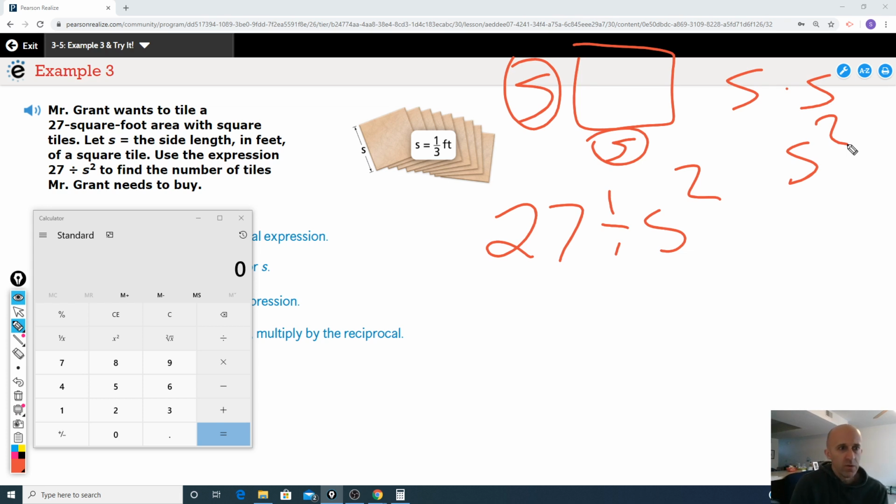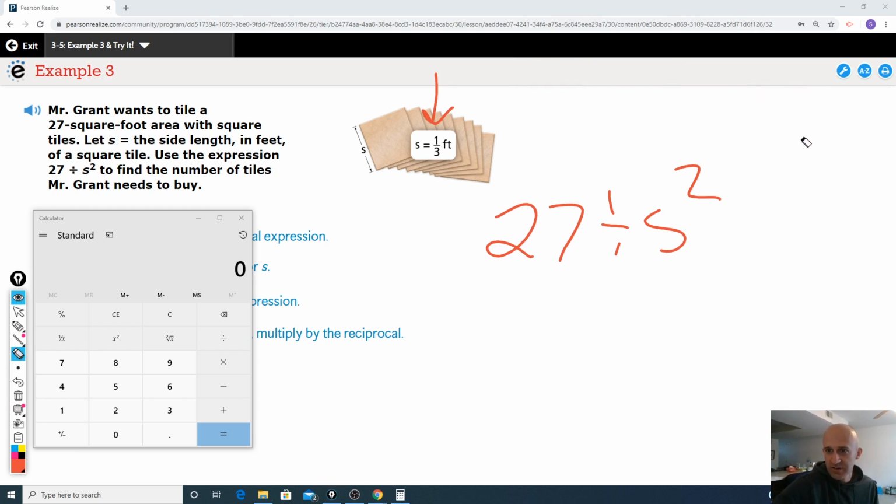Okay. So when we have S squared, and it tells you that S equals 1/3, a number, yes. Who names their kid Mr. Grant? Yes, Mr. Grant. It's a very bland name. It's not like some of these other names that are on here. It's just, oh, it's Mr. Grant.